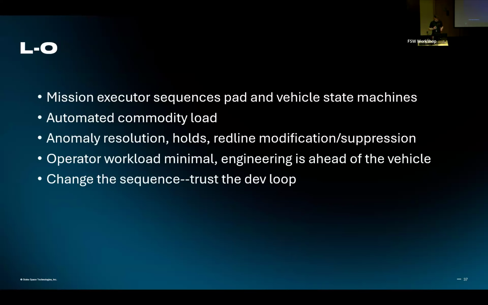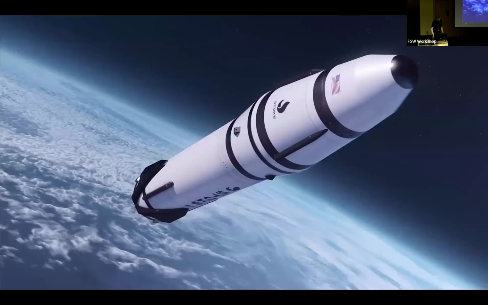Eventually, you're ready to launch. And it looks something like you have a master mission executor, which is sequencing all of these things that we've talked about, commodity load, engine state machines, things of that nature. Again, inevitably, this is Flight 1 we're talking about, so we'll be resolving anomalies. We'll have holds. We'll need to modify red lines. No matter how much somebody tells you the red line won't change, it will. So we need to be resilient to changing these sequences up until right before launch, if required. And then, yay, hopefully you have a great day. You fly your rocket.